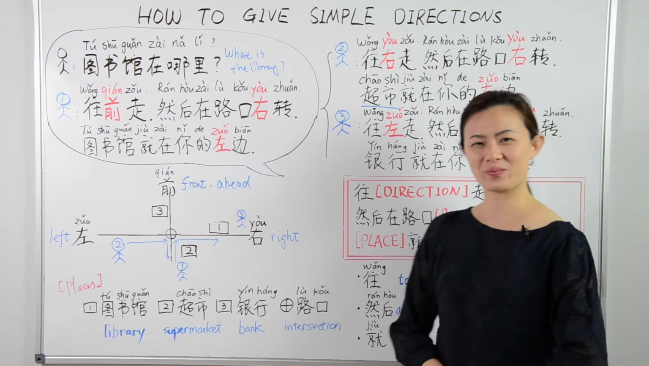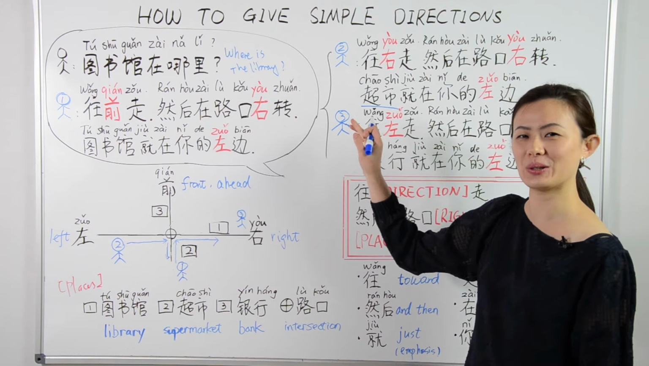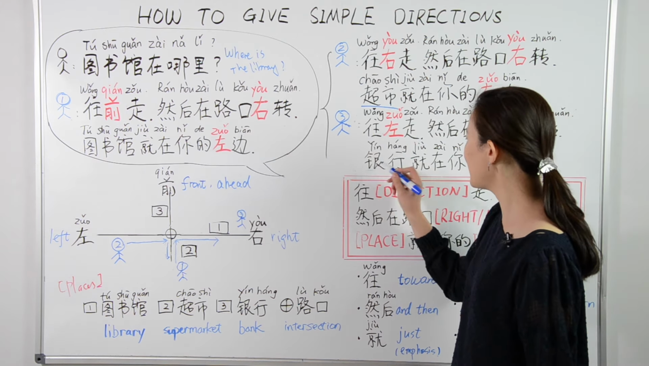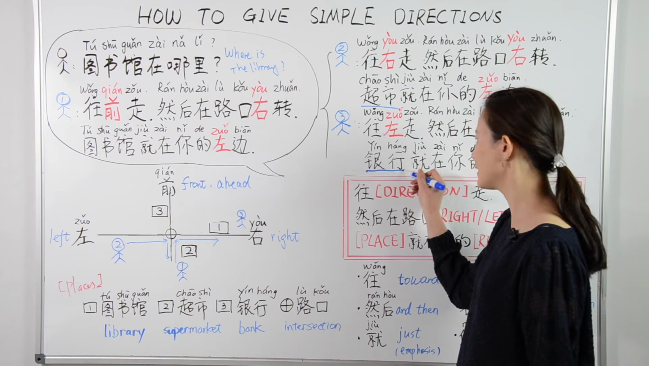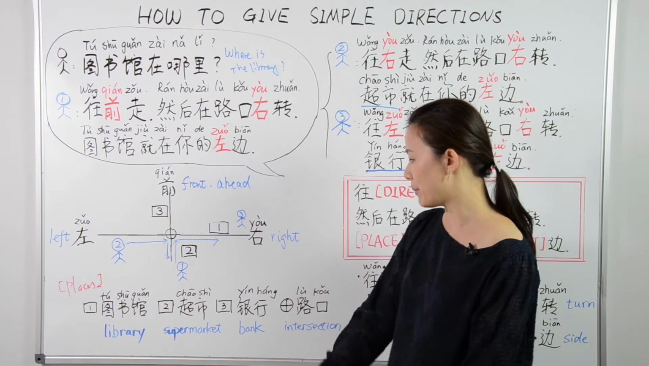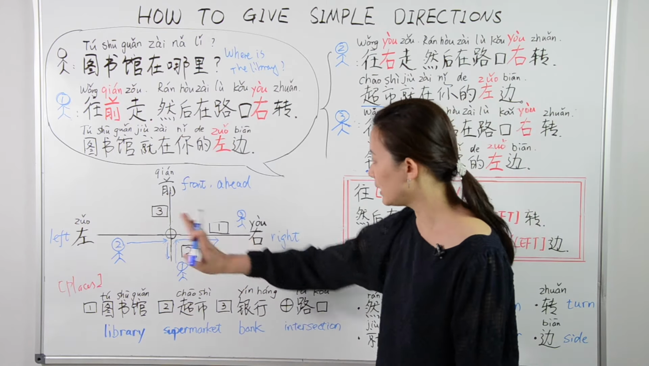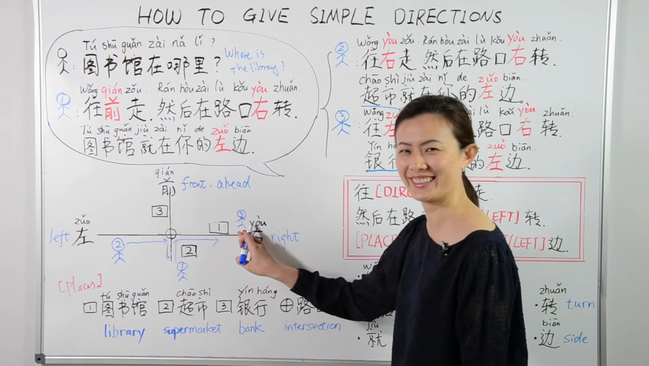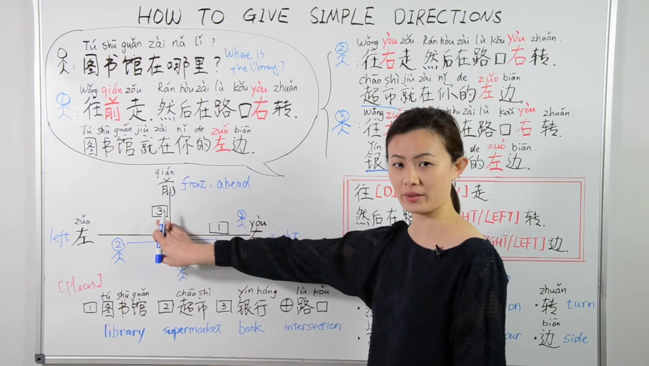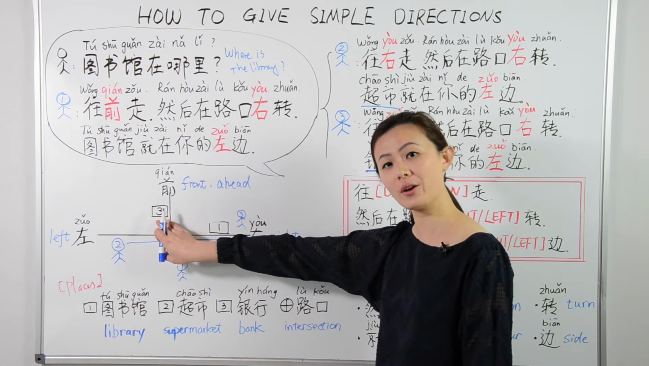Let's try one more. We have a matchstick man number three, and this guy wants to go to a bank. Bank, it's 银行, and on this map, 银行 is location number three. So he is here, and he wants to go here. So how do we give him the directions to get there?